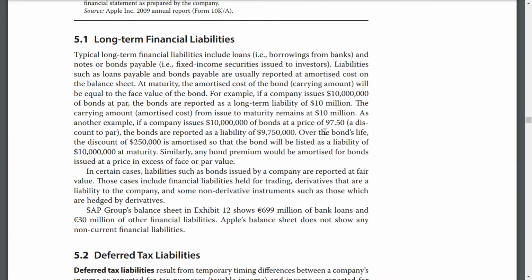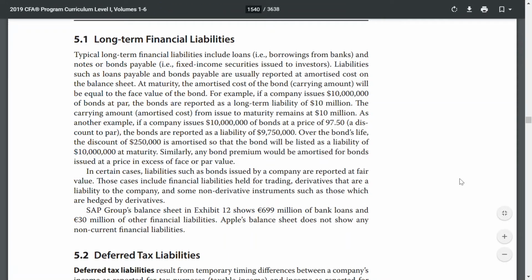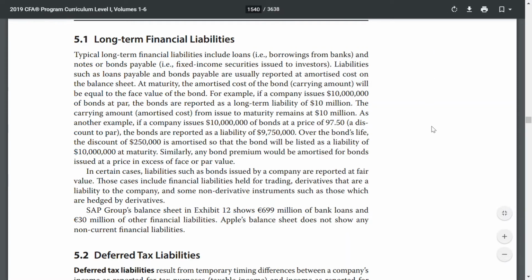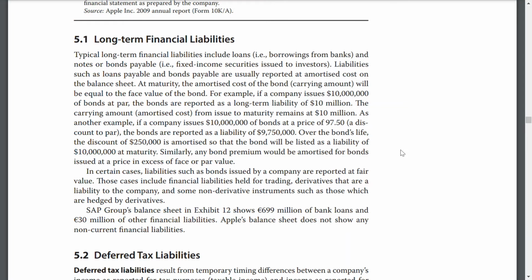Long-term financial liabilities. Typical long-term financial liabilities include notes or loans and notes or bonds payable. Liabilities such as loans payable and bonds payable are usually reported at amortized cost on the balance sheet. At maturity, the amortized cost of the bond carrying amount will be equal to the face value of the bond. For example, if a company issues 100 million of bonds at par, the bonds are reported as a long-term liability of 100 million. The carrying amount or amortized cost at maturity remains 100 million.